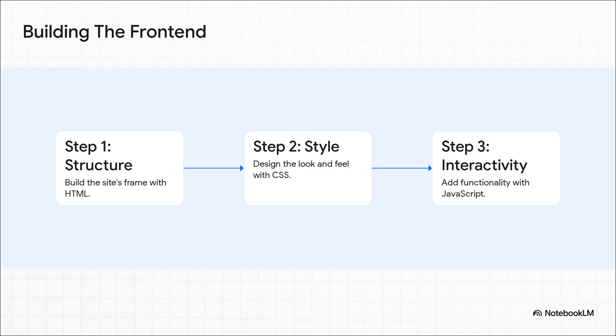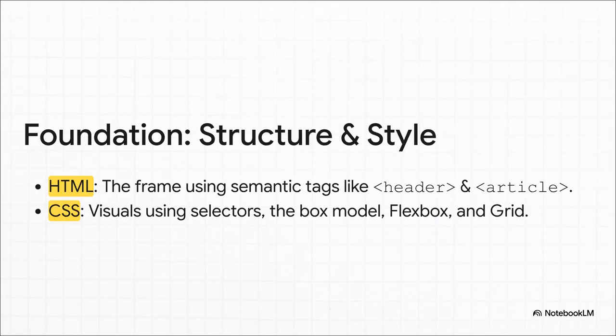First, we lay out the skeleton, the structure. Then we make it look good. We paint the walls. And finally, we add the electricity to make things happen. So let's dig into those first two parts. HTML, that's our steel frame. It's the bare bones of the website. We use these things called semantic tags, which are basically just labels telling the browser, hey, this part's the main header, or this is a blog post.